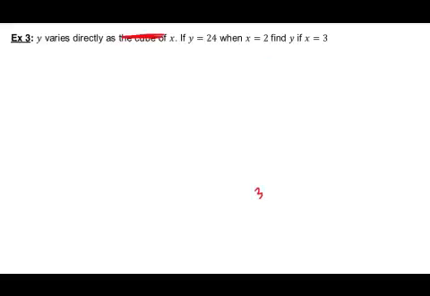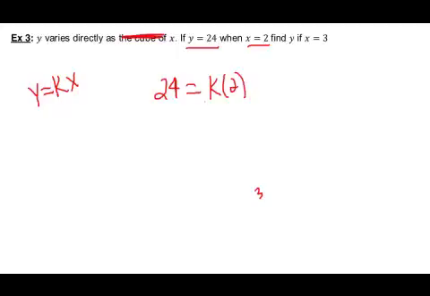Next example says y varies directly as x. I want you to cross out the cube of. If y equals 24 when x equals 2, we're going to find y if x equals 3. So we do this just like we did before. The direct variation equation is y equals kx. Again, they give us our x and y value to plug in so that we can solve for k. So 24 equals k times 2. To solve for k, we're going to divide by 2. So k equals 12. So our equation is y equals 12x.